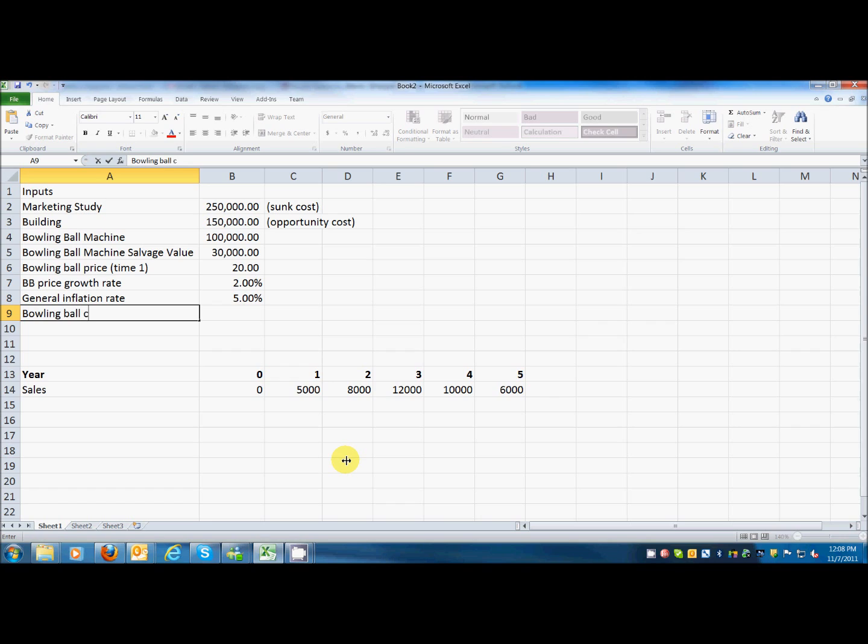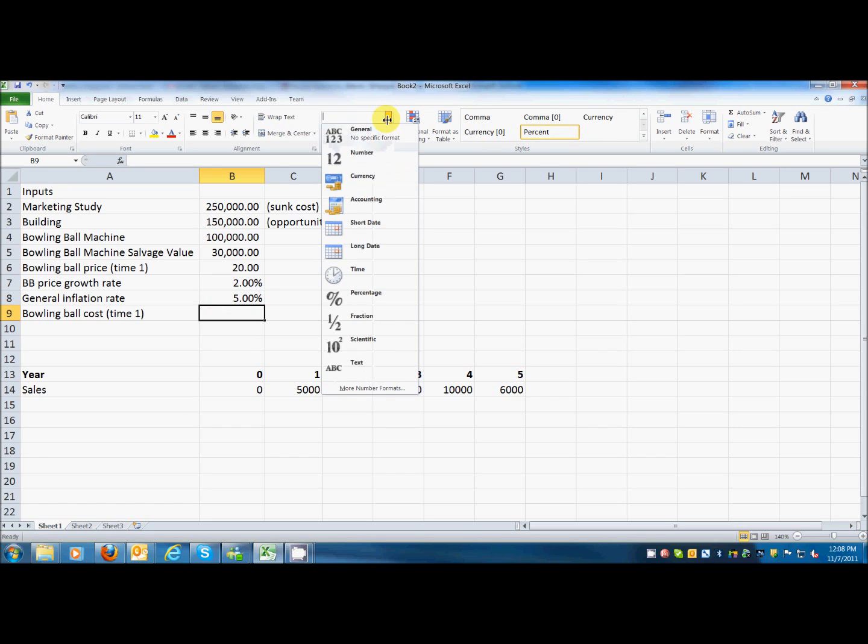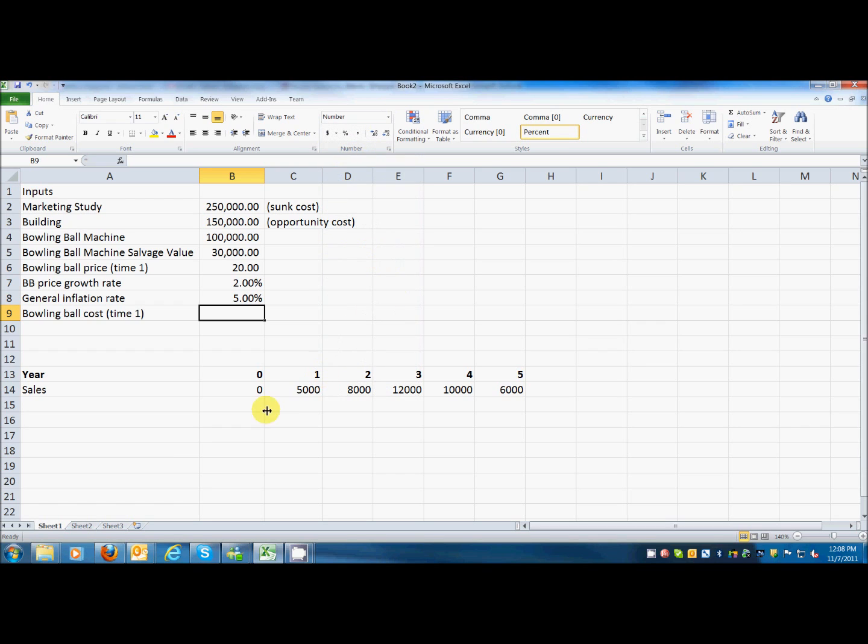Bowling ball cost at time one. I believe they said that was 10. Uh-oh, it's thinking it's a percent. I'm going to change the formatting there. I go up here and I can click on dollars, but let's just do number. There we go. So call that 10.